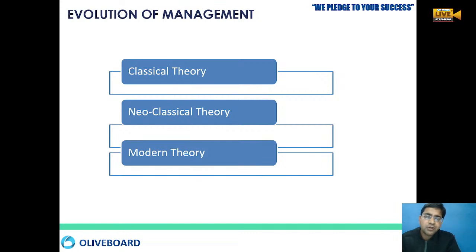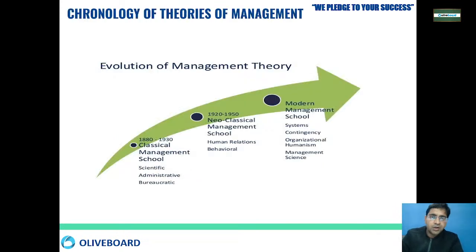Whenever we talk of the classical theory, we go deep into around 100 to 200 years back. Neoclassical theories are a recent phenomenon, only 60, 70, 80 years old. Modern theories are right now, which started in the 50s and 60s and continue all the time. So this is how the evolution of management is done.